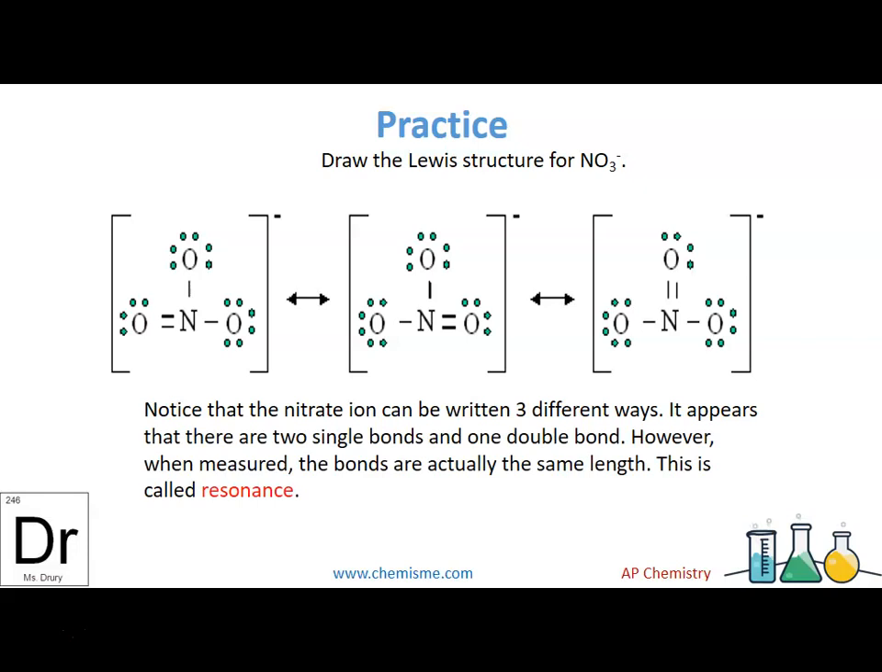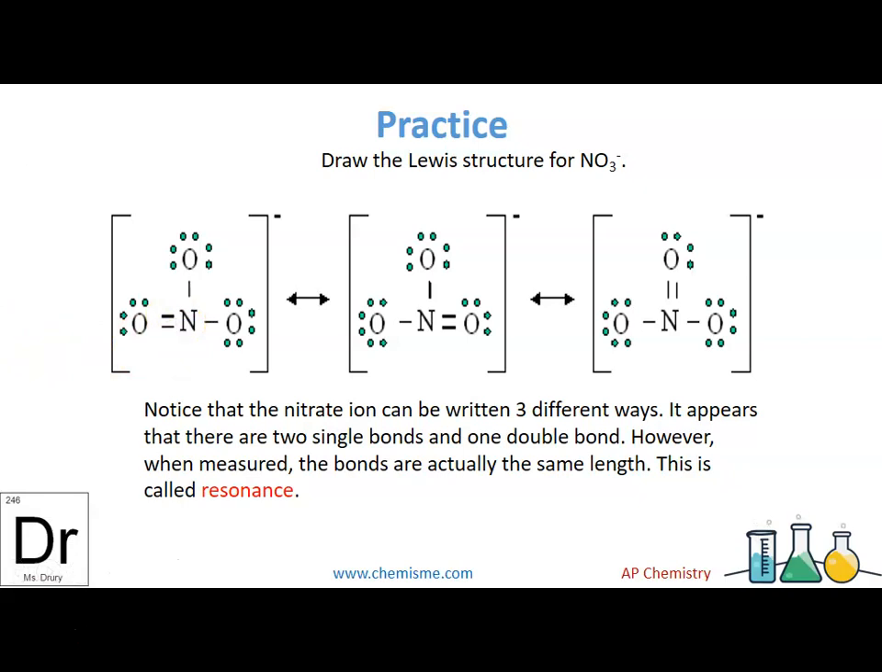It appears that there are 2 single bonds and 1 double bond. However, when measured, the bonds are actually all the same length. That is really interesting. So there isn't a short stubby double bond and 2 long single bonds. When we actually measure it, the bonds are all the same length. That means that there is no such real thing as single and double bonds here. I'm blowing your minds right now, right?